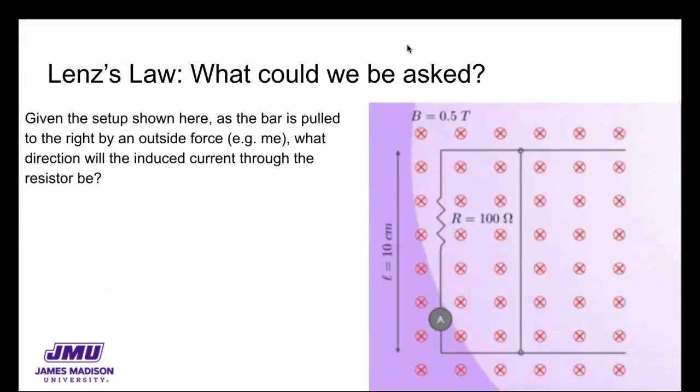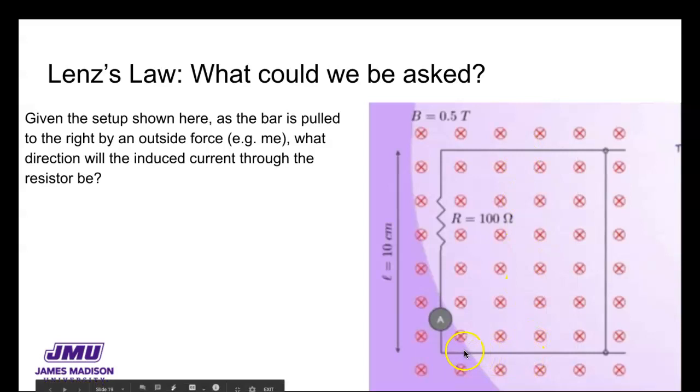Well, a question like this one would be a good one. Given the setup shown here, as the bar is pulled to the right by some external force, like say me, what direction will the induced current through the resistor be? The resistor is not moving through the magnetic field, but it is connected by conducting wire, presumably, here, and this bar that's moving is a conductor, and this is all conductor.